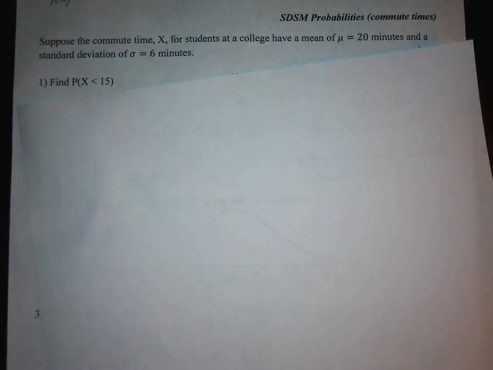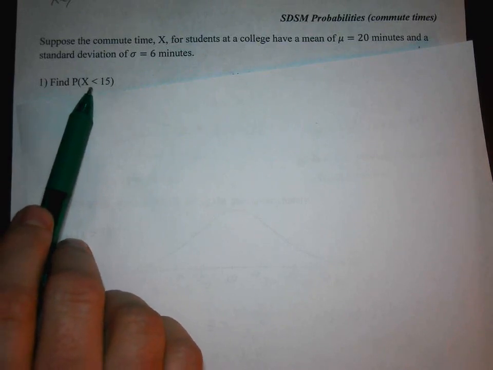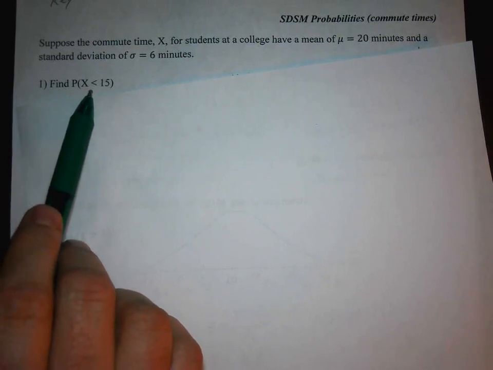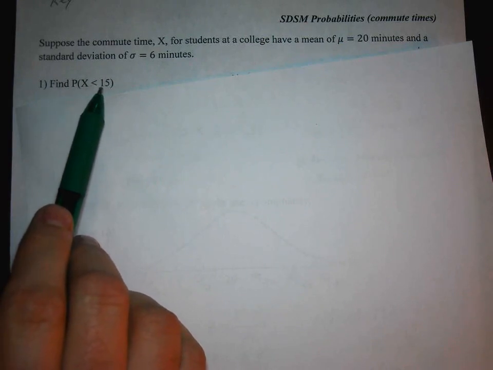Here's an example using the sampling distribution of sample mean probabilities with commute times. Suppose the commute times, x, for students at a college have a mean of mu equals 20 minutes and a standard deviation of sigma equals 6 minutes. Find the probability that x is less than 15. So what that means is, if you randomly choose one student, what is the probability that their commute time is less than 15 minutes?